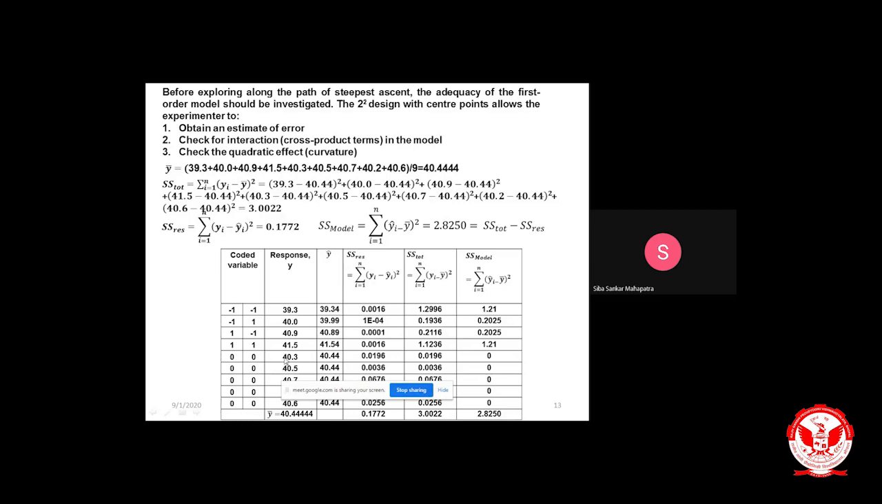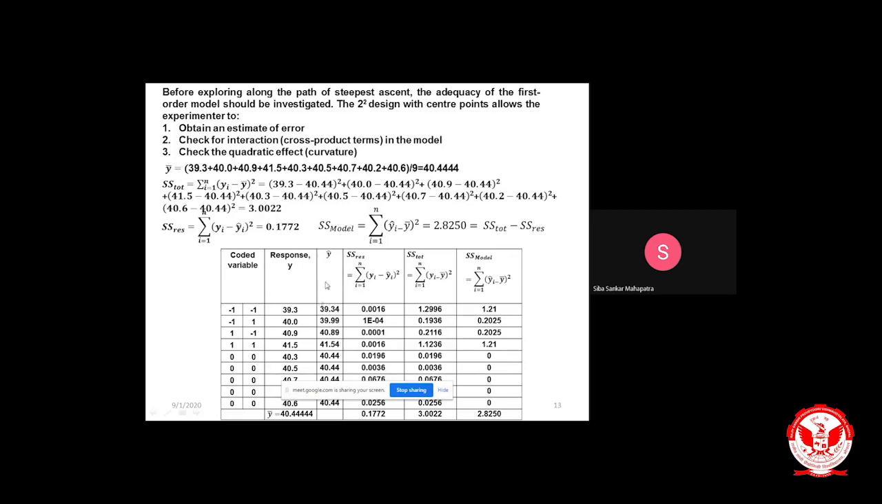These are the response values, y values for the 9 experiments. So 39.3, 40.0 plus 40.9. You take the average value, that is 40.444. Then the total sum of squares will be nothing but the summation i equal to 1 to n of yi minus y bar squared. So that can be 39.3 minus y bar, 40.44, squared. So the sum of squares for the total is given as 3.0022.